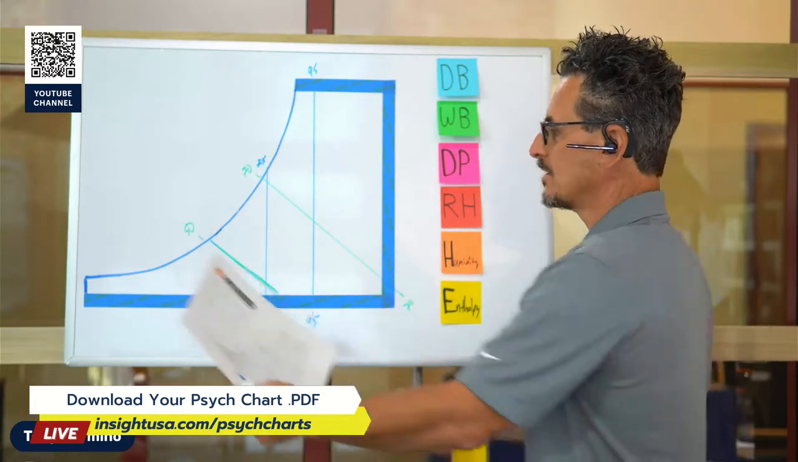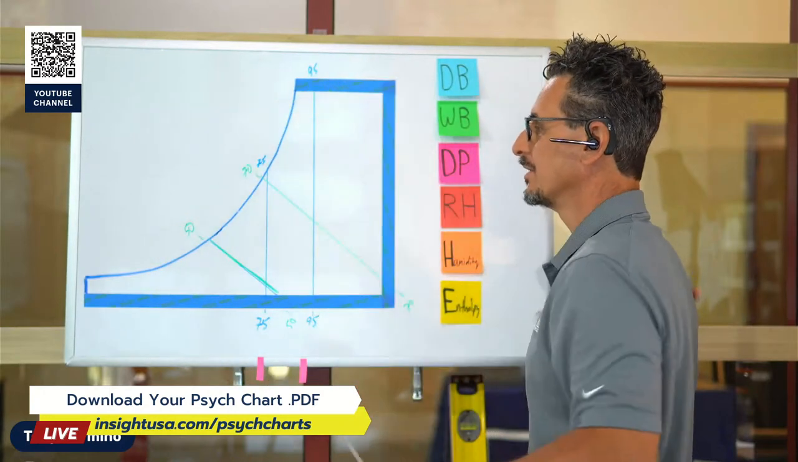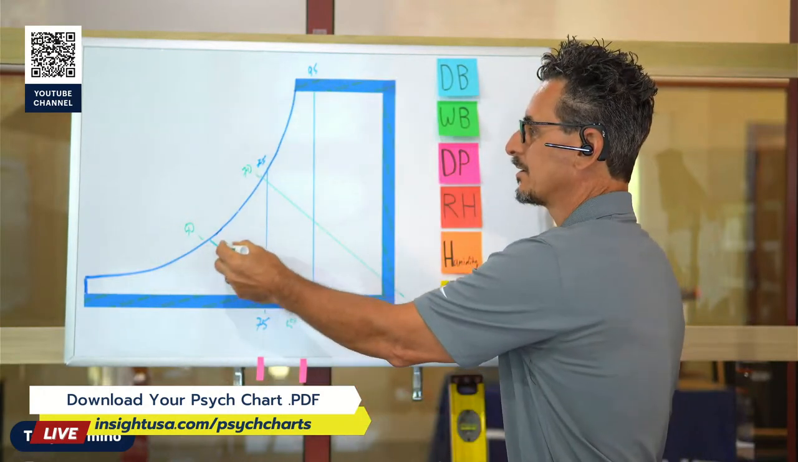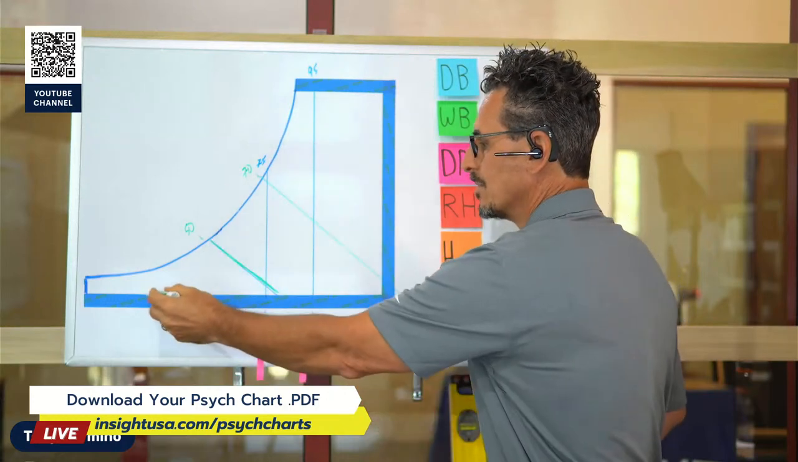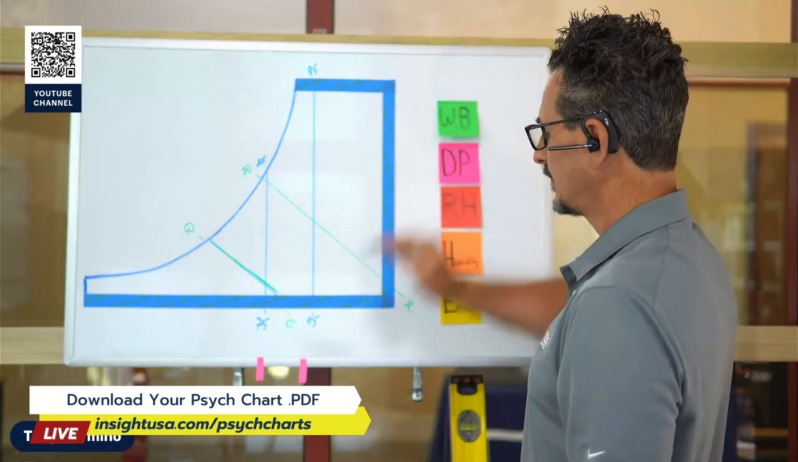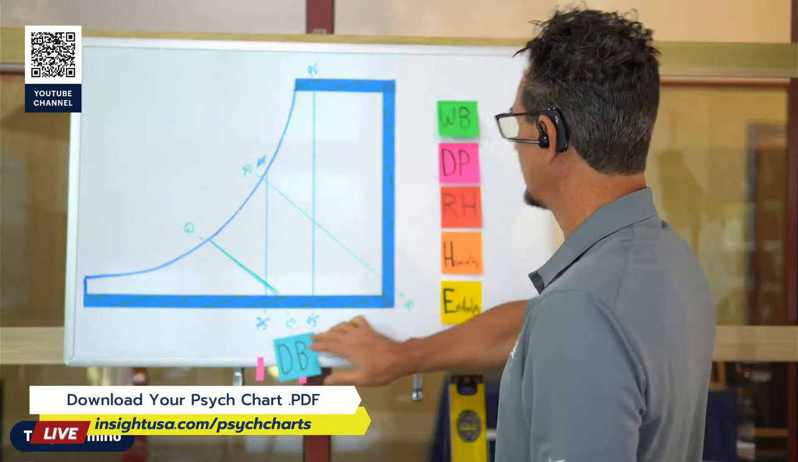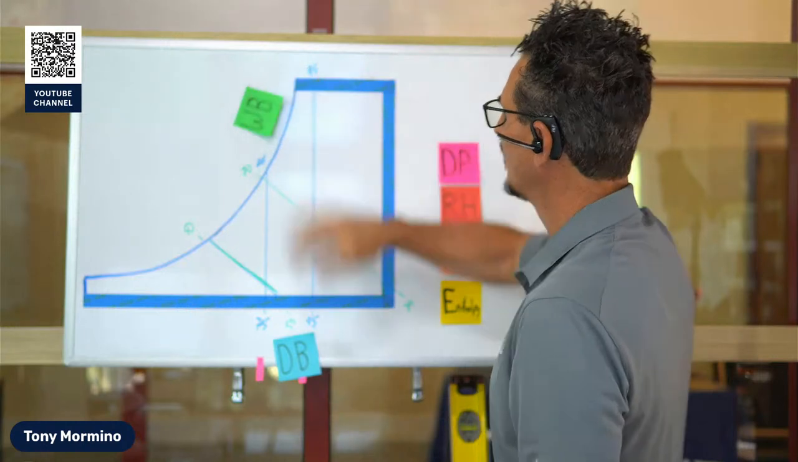So you can see on your chart, you should have lines that every couple degrees go up this way. So the wet bulb increases as you go up in this direction. The dry bulb increases as you go in this direction. So dry bulb we'll put down here. Wet bulb we'll kind of put over here, but really it's all in the chart.